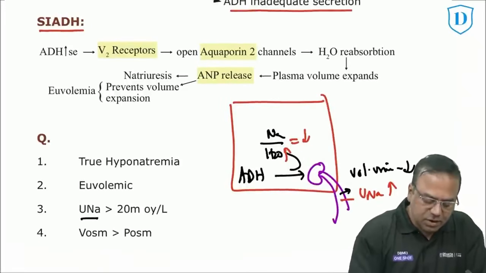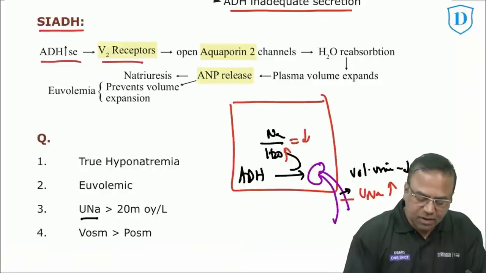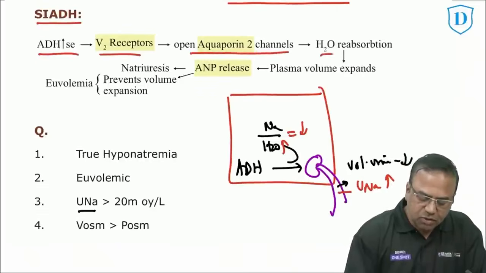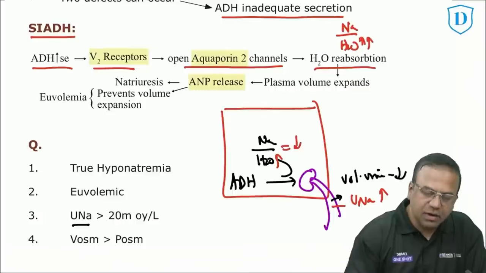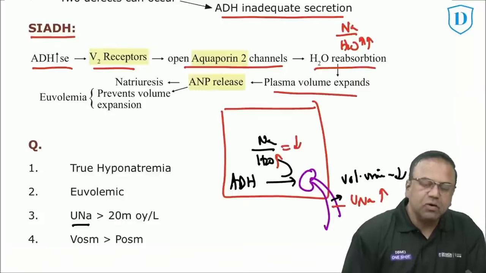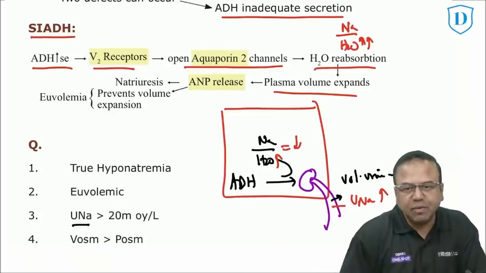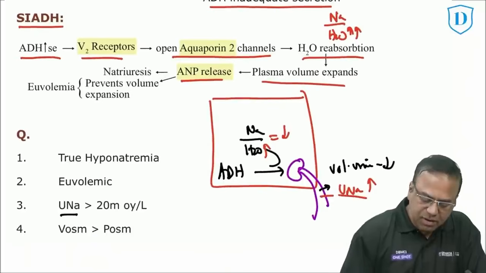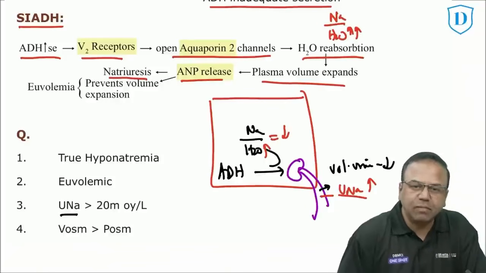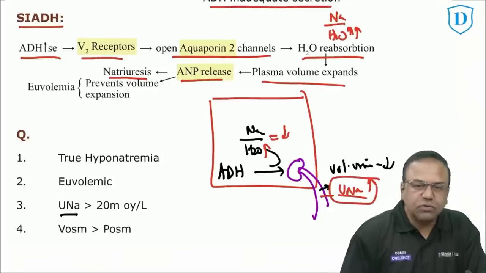Anyway, the consequences are that ADH increase will act on the V2 receptor. By acting on the V2 receptor, it will insert aquaporin channels. It will cause water reabsorption, and this is one of the primary reasons why the sodium is getting diluted. The retention of water is diluting the sodium. As the water reabsorption occurs, the plasma volume will expand, and whenever plasma volume expands, stretching of the atria will release natriuretic peptide. Natriuretic peptide is also one of the reasons why urine sodium is high. As the name says, natriuretic peptide will cause natriuresis, and this natriuresis is also one of the reasons why urine sodium is very high.